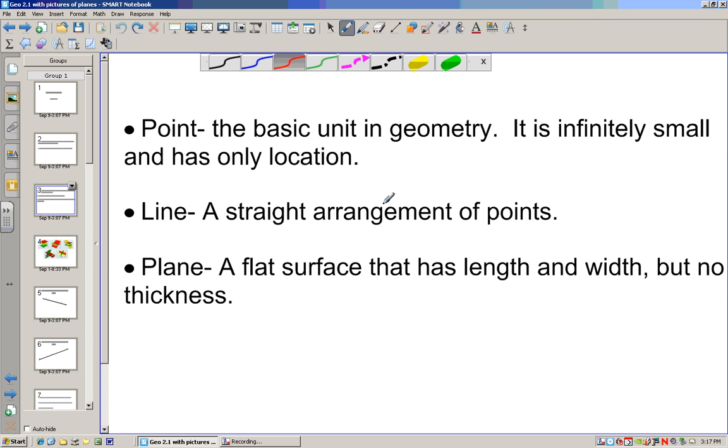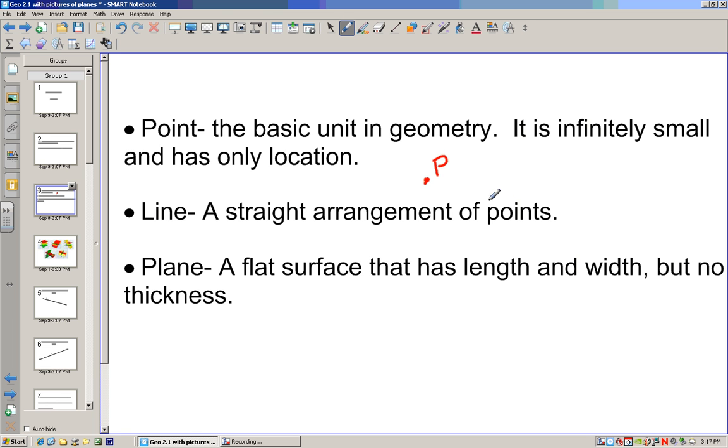A point is a basic unit in geometry. It's infinitely small and has only location. It has no depth, no width, no height. We denote it with a dot and we say P, but actually that dot is way too big because it's infinitely small. It has no width, no height, and so we have to imagine that it exists there, but it's so small that we wouldn't be able to see it.